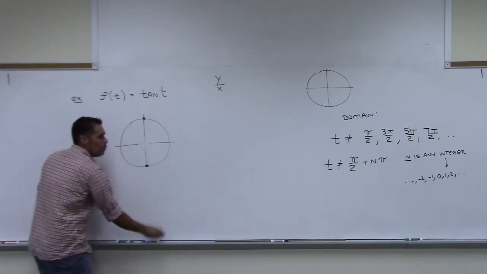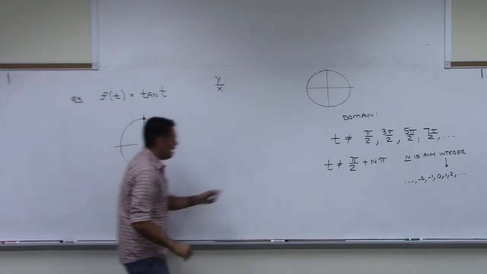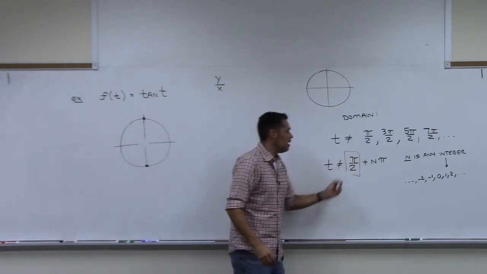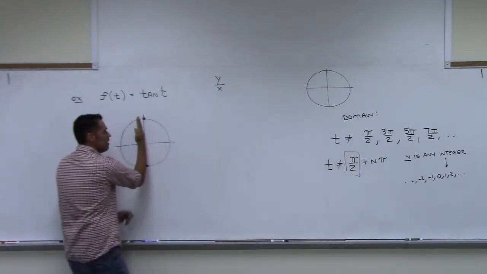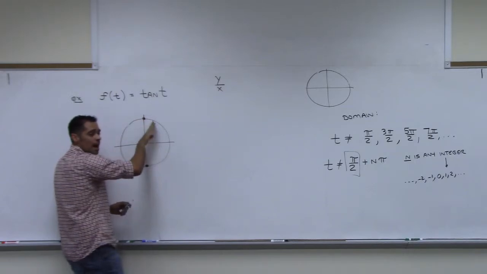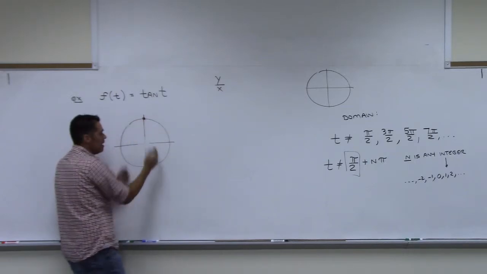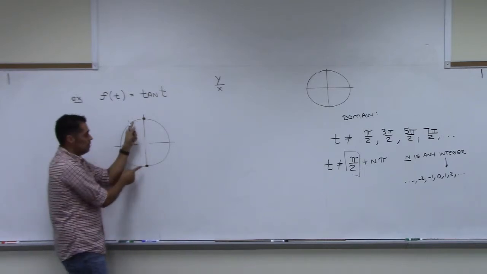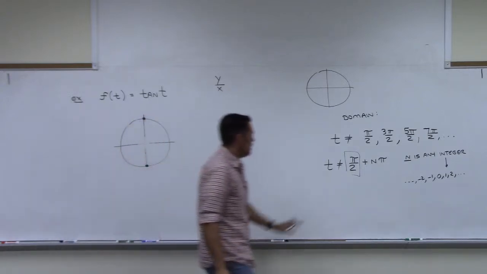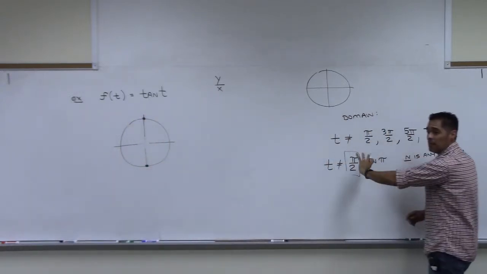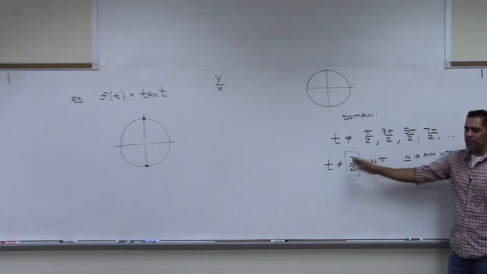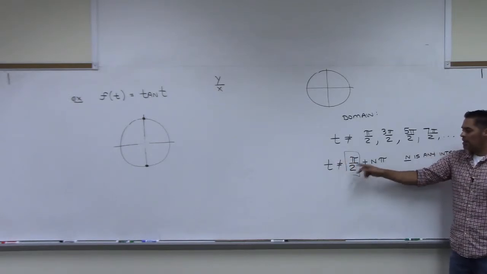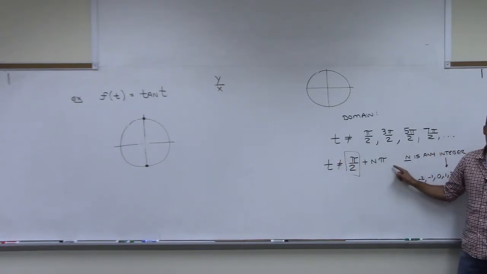But I need to figure out, where do I start from? Well, I have to start from pi over 2, right? I have to start aiming here, and then from there add multiples of pi, or subtract multiples of pi. And I'm going to land on one of these two spots all the time, right? Yes? Okay. So this is our general answer for the domain. Everything except pi over 2 plus n pi.